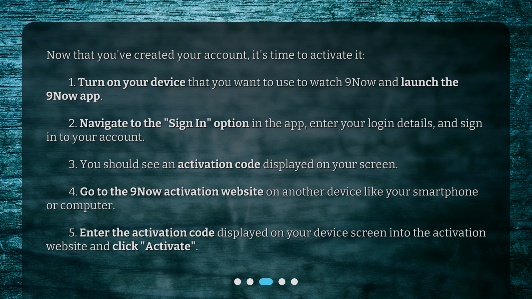3. You should see an activation code displayed on your screen. 4. Go to the 9Now activation website on another device like your smartphone or computer. 5. Enter the activation code displayed on your device screen into the activation website and click Activate.